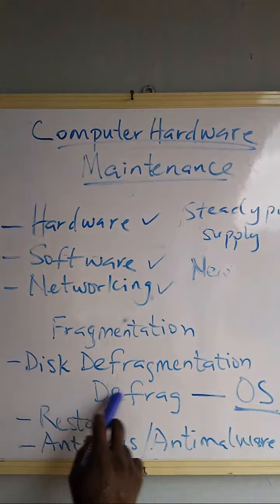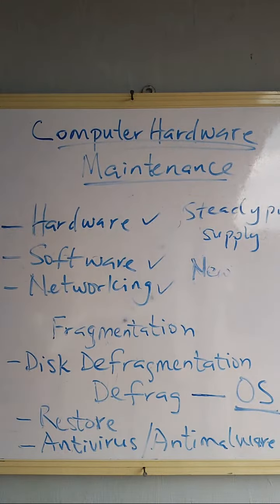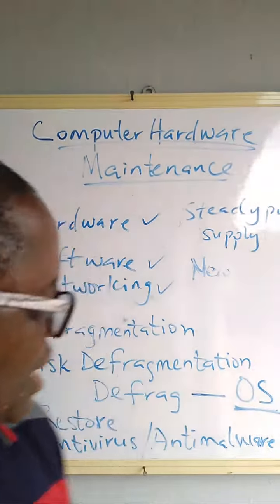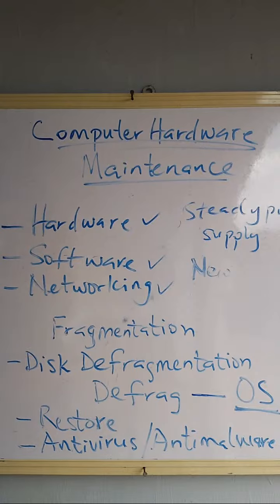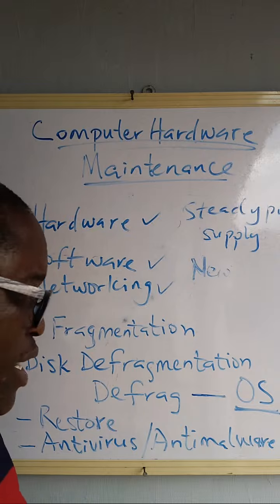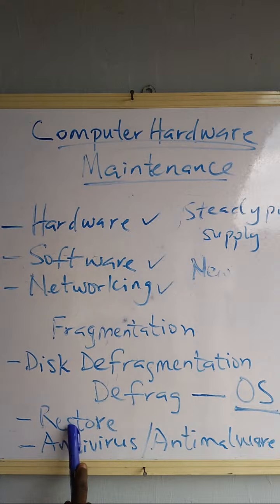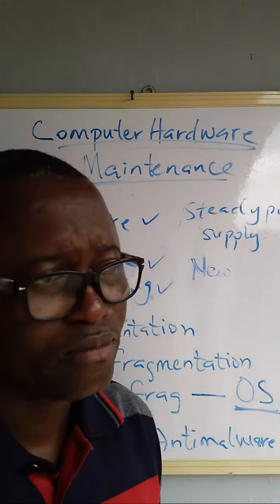So this defragmentation is one important way by which we can carry out software maintenance. So today I said I'm going to discuss software maintenance. It's very important, software maintenance. There are other methods, other aspects of software maintenance. I made mention of disk defragmentation, restore, use of antivirus and anti-malware. These are various ways by which we carry out software maintenance. Okay?